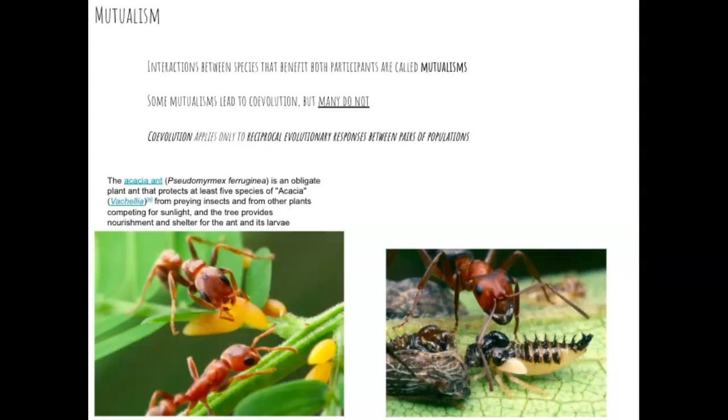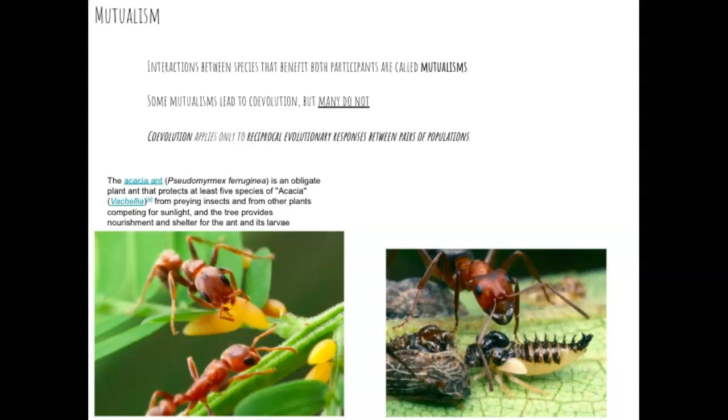So a good example of this are acacia ants, which live on acacia plants. So the acacia ants live on these plants and they protect the plants from preying insects that would eat parts of the plant and other plants that are trying to compete for sunlight. So they'll go and they'll kill other insects or eat other plants that are trying to compete with the acacia plant for access to sunlight.